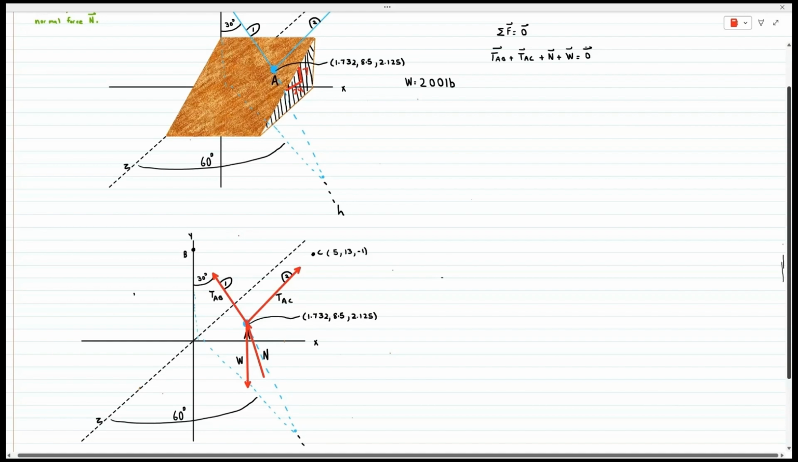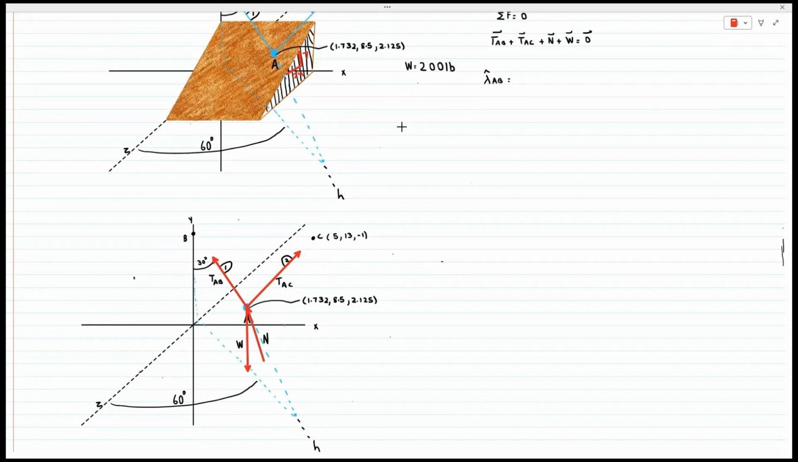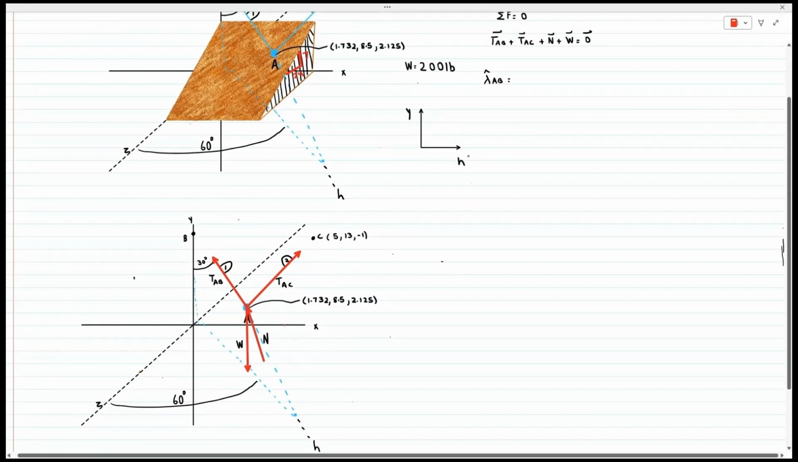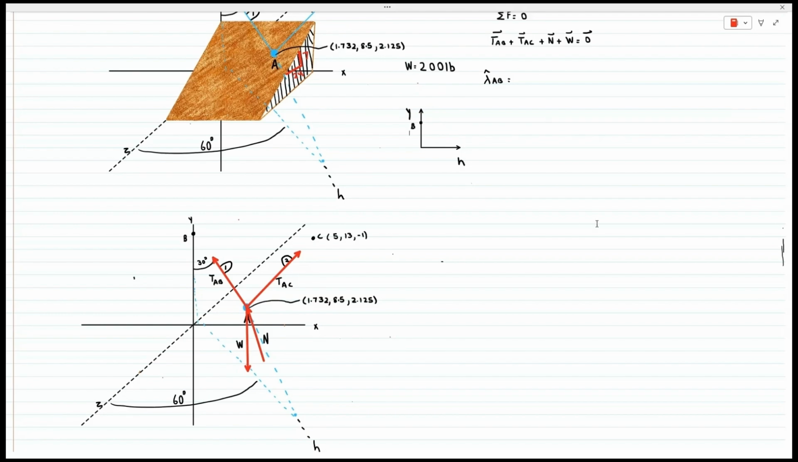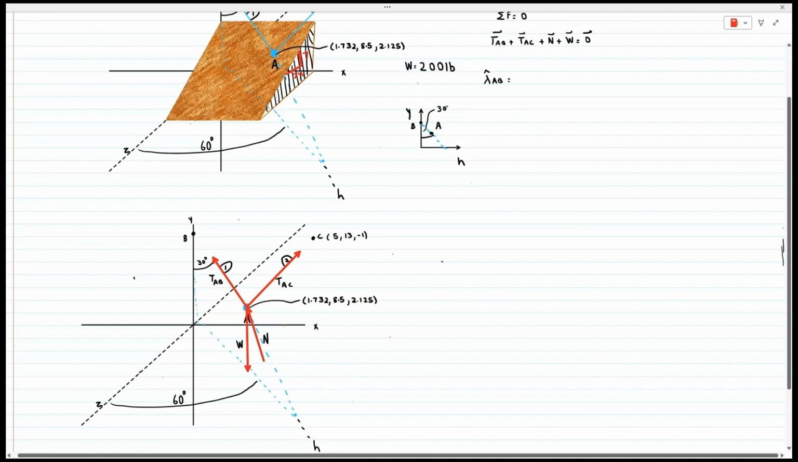Now what we need to do is be able to describe these vectors in Cartesian form. That starts off with finding unit vectors. Let's find the first unit vector, lambda hat AB. If we draw the projection of that blue line in the YH plane, connecting B and the axis H, if we assume that that line has a length of 1, then we can find our unit vector components.